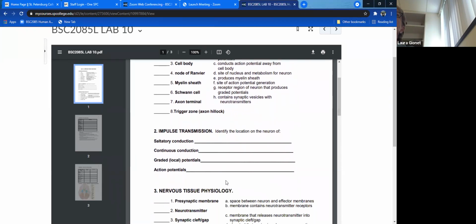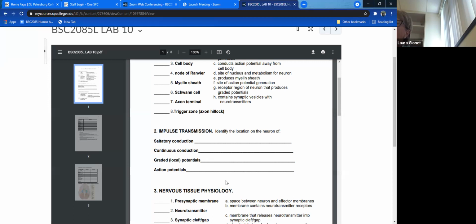Okay, then we move on to impulse transmission. Identify the location on the neuron for saltatory conduction, graded potentials, action potentials. All right, so there's 2 types of conduction. The axons of a neuron are either myelinated or unmyelinated. Right? And the form of nerve conduction velocity that's the fastest occurs when we have saltatory conduction, because that whole process of depolarization, repolarization, hyperpolarization, action potential, and getting back to your resting membrane potential, occurs on naked regions of the axon.